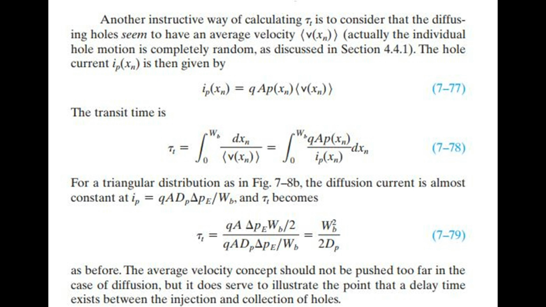The hole current I_p(x_n) is then given by the transit time is. For a triangular distribution as in Fig 7.8b, the diffusion current is almost constant, and Tt becomes, as before. The average velocity concept should not be pushed too far in the case of diffusion, but it does serve to illustrate the point that a delay time exists between the injection and collection of holes.